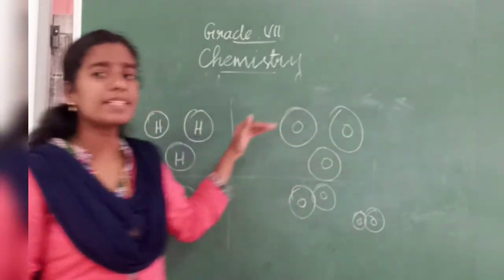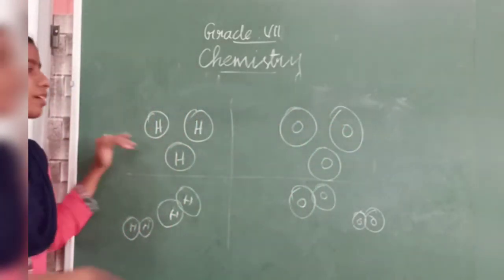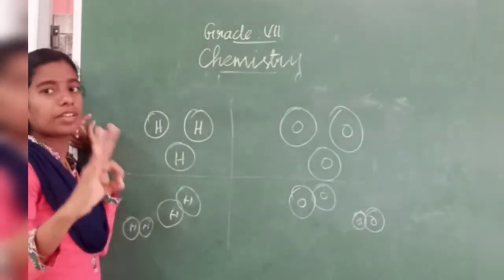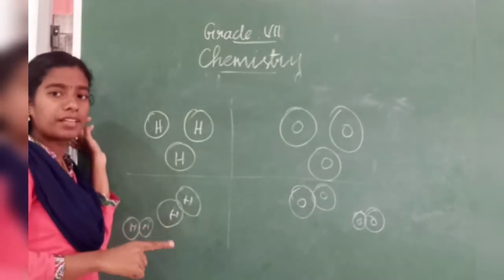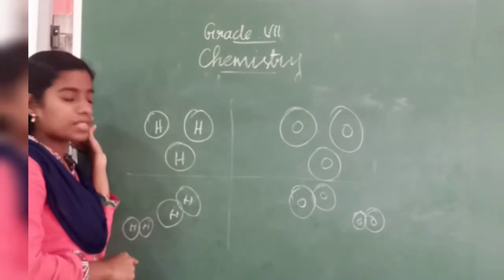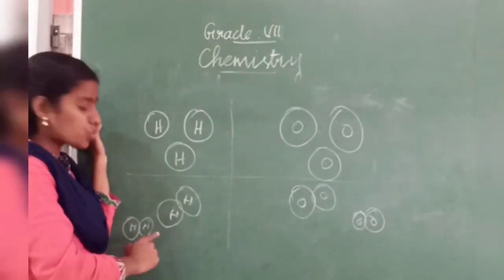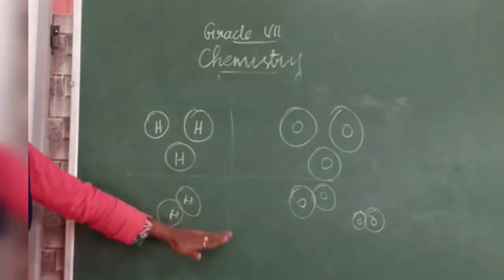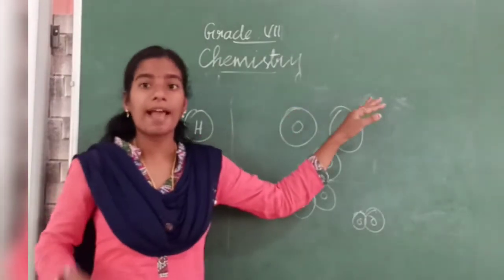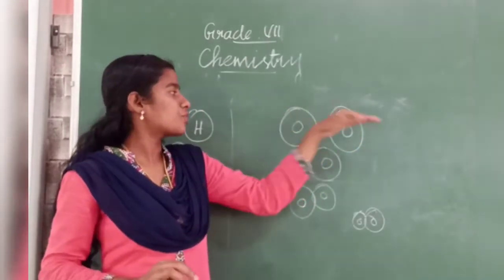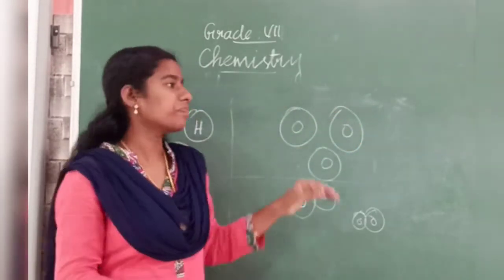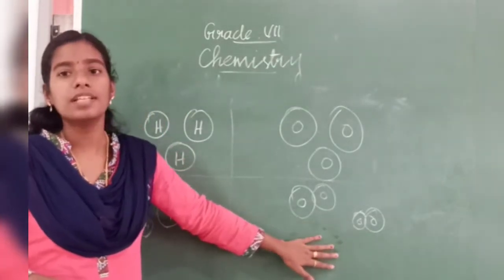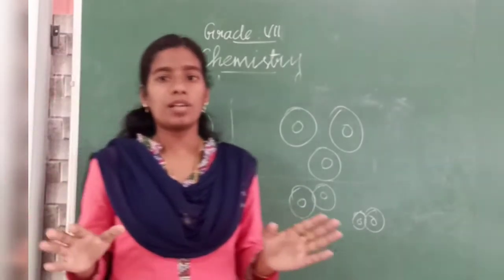Here, how many hydrogen atoms are there? 1, 2, 3. 3 hydrogen atoms are there. How many hydrogen molecules are there? 1, 2. Because two hydrogen atoms combine to form one molecule. So, two hydrogen molecules. The same way, how many oxygen atoms are here? 1, 2, 3 oxygen atoms are here. Again, how many oxygen molecules are here? 2 oxygen molecules.